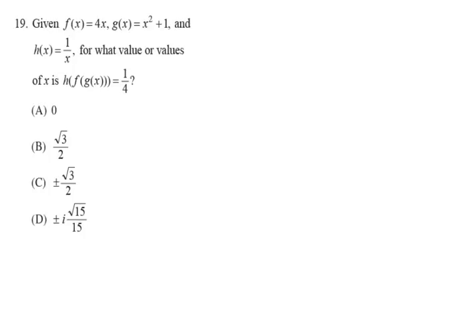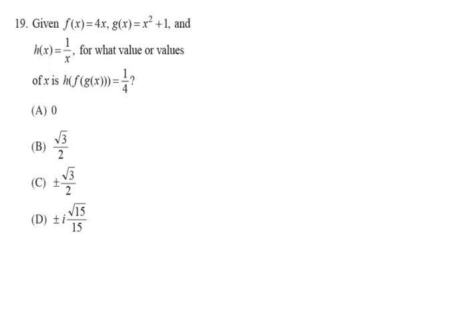With problem 19, we have function f of x is 4x, g of x is x squared plus 1, and h of x is 1 over x. For what value or values of x is h of f of g of x equal to 1/4?